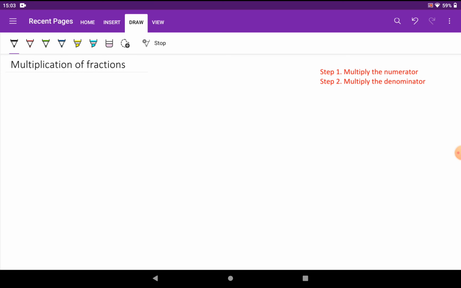So let's start off with multiplying fractions. There are two steps: you multiply the numerators, and then multiply the denominators. The numerator is the top portion of the fraction, whereas the denominator is the bottom portion. Let's go through the first example.